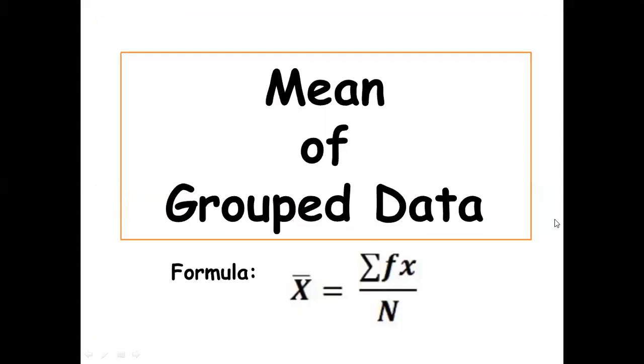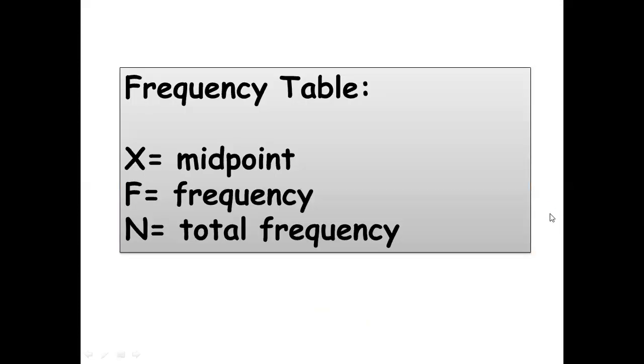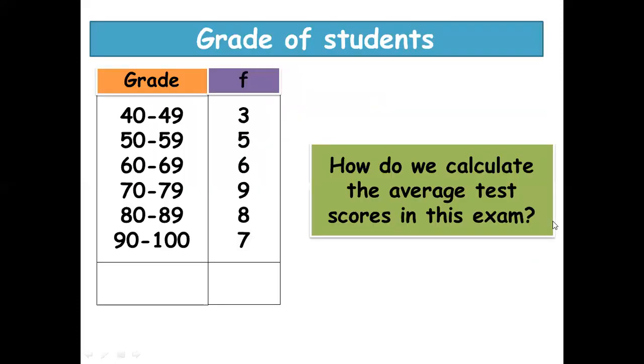Now, what about when the data is grouped, or what we call the mean of grouped data? We have the formula right here. The mean is the sum of fx over n. So let's see how to do that. Here we have the frequency table, where x is the midpoint, f is the frequency, and n is the total of the frequency.